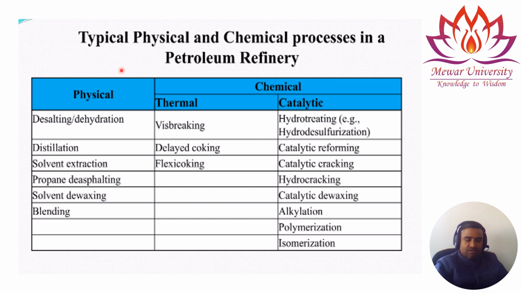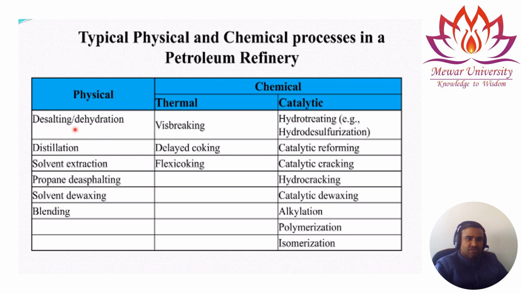You can see on this slide, this table represents the typical physical and chemical processes in the petroleum refinery. In the first column, you see the physical processes. These are the different physical processes that happen in the refinery. And here we have the chemical processes, which are categorized into two: one is thermal and another is catalytic. In thermal processes, you see visbreaking. In catalytic processes, you see hydrotreating. Let's go through the physical processes: desalting and dehydration.